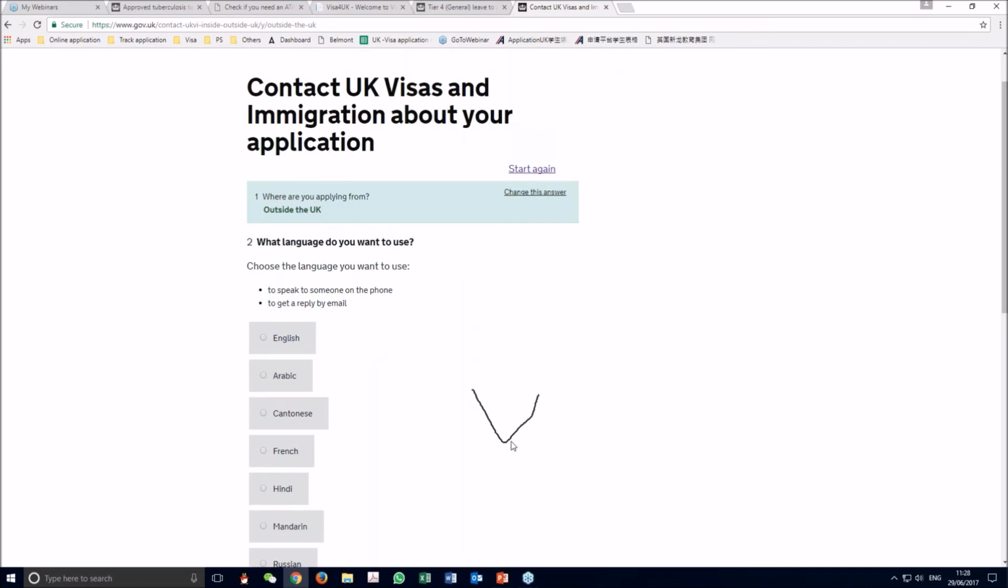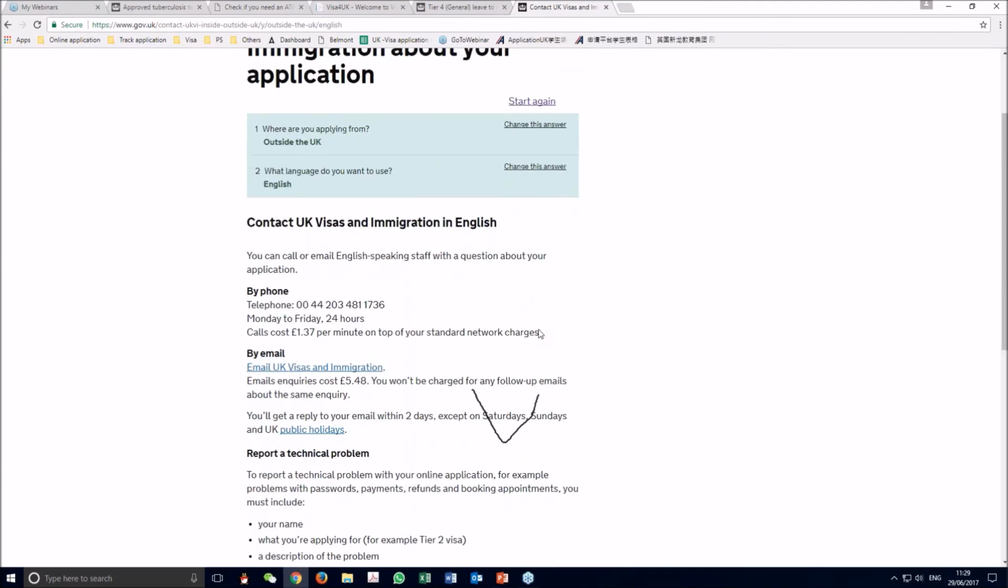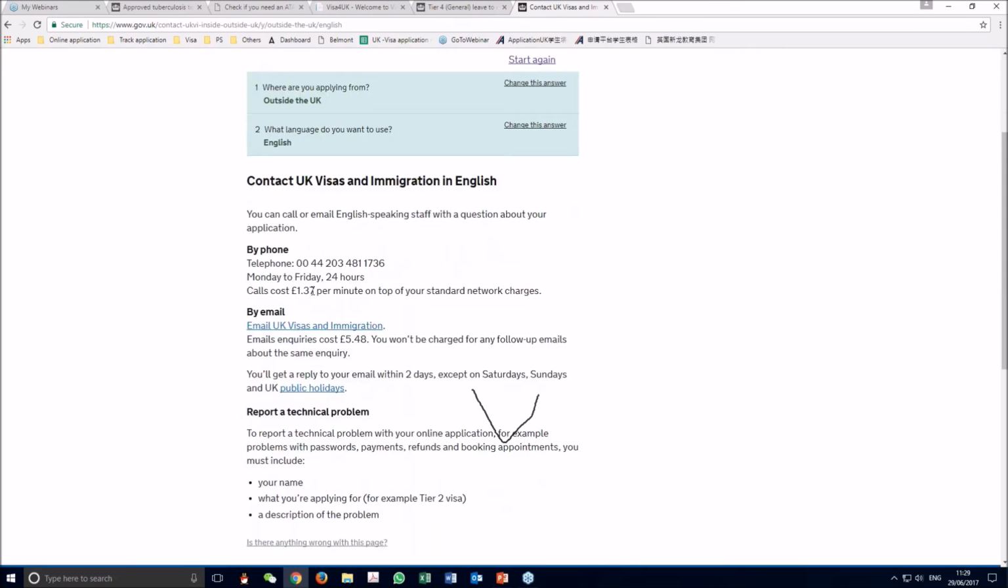Okay. What language do you want to use? English. Next step, contact UKVI in English by phone. Okay, they give you the phone number. If you call them, it will cost you £1.37 per minute, but it's definitely worth the money because it's very urgent. You have to contact them as soon as possible.